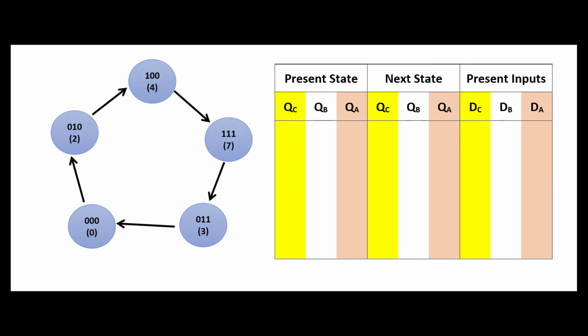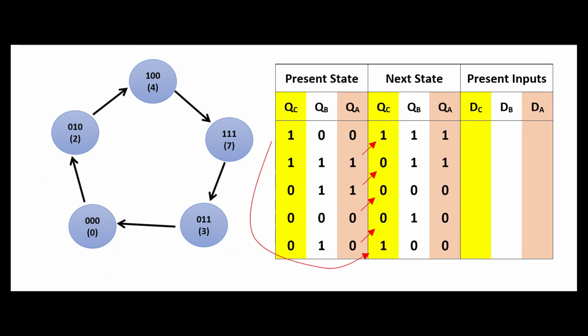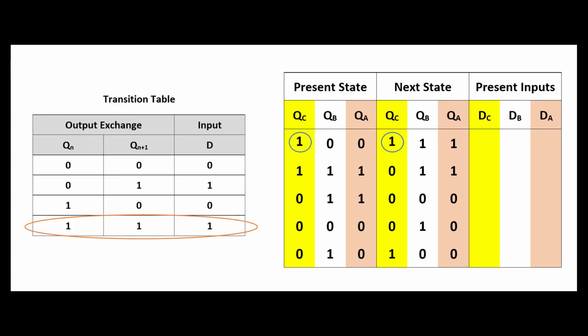For the present state, we follow the sequence numbers from the state diagram starting with 4, 7, 3, 0 and 2 in binary. For the next state column, just skip one sequence number from the present state, which means starting with number 7, 3, 0, 2 and the last number is 4. For the input, we focus on the first column, QC present state and next state. To write the present state and next state, you must refer to the transition table.